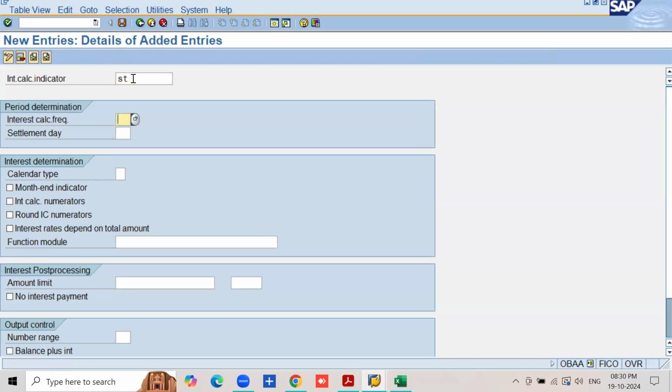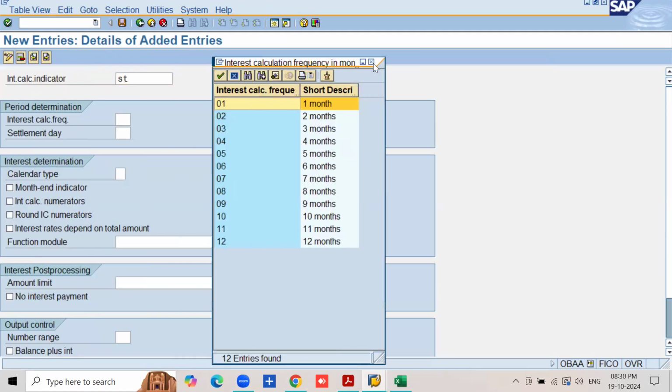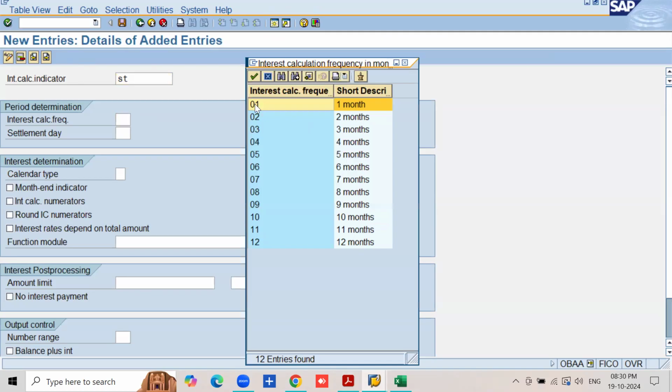Interest calculation frequency. How frequently do you have to calculate interest? If you press F4, we can see 12 options. If the interest is to be calculated every month, we enter 01. Every 2 months, we enter 02. Every 3 months, we enter 03.